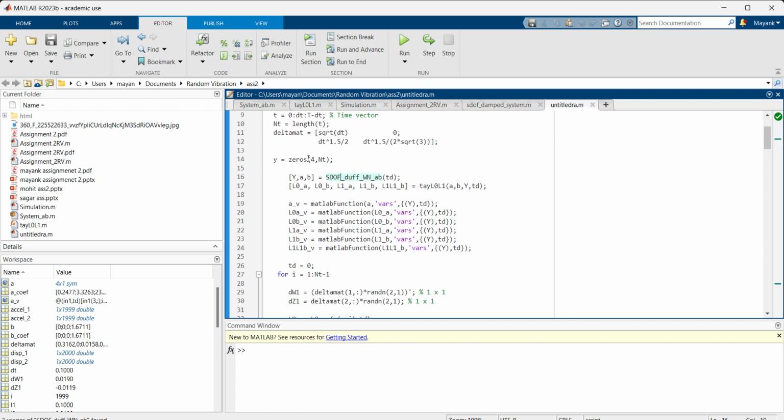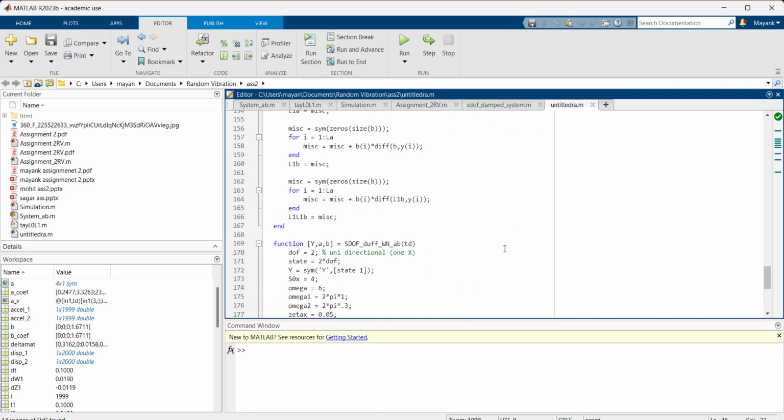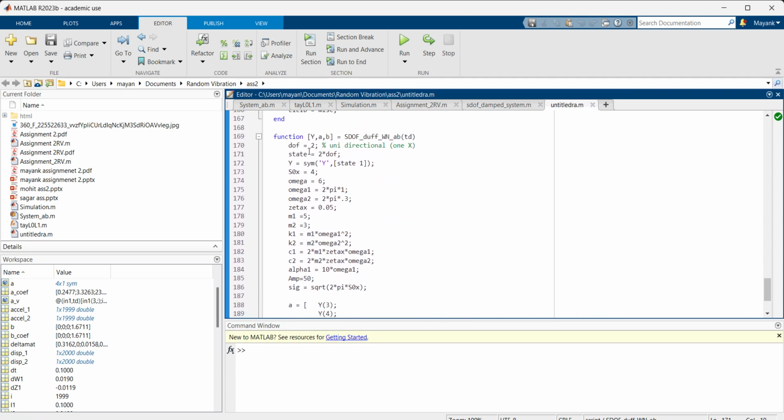This is the function which calculates y and ab and takes the argument td. In this function, we are calculating the response, and the total degree of freedom is 2. That's why the dimension of x2 state is 4. Y is a symbol which has 4 comma 1 size, and s theta is 4, and omega is 6.